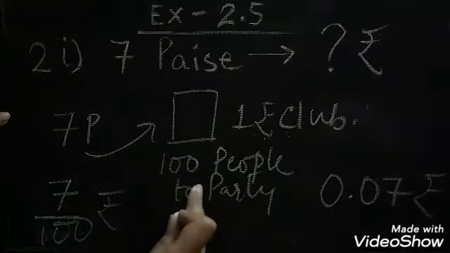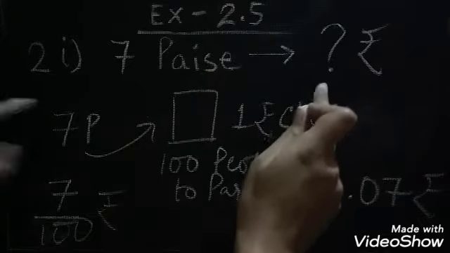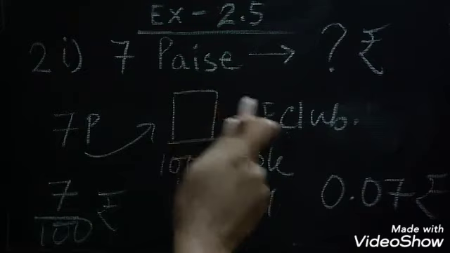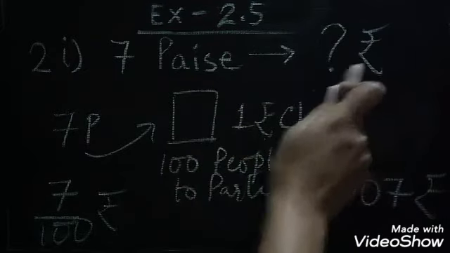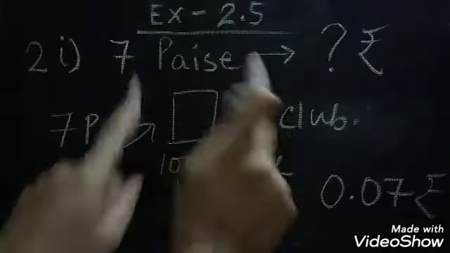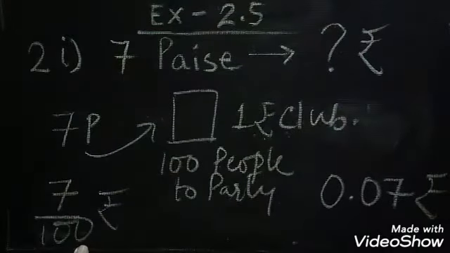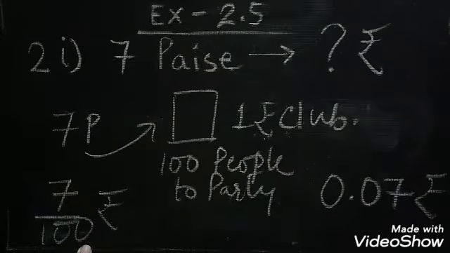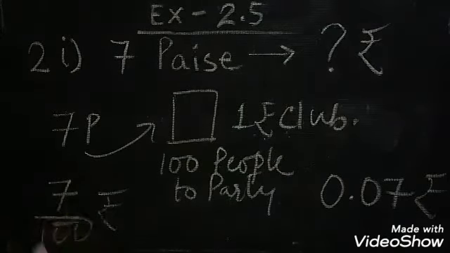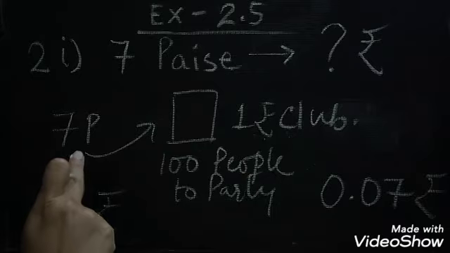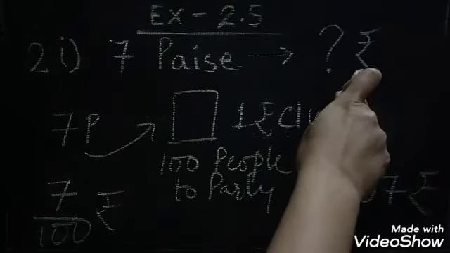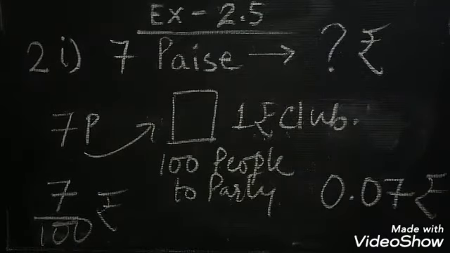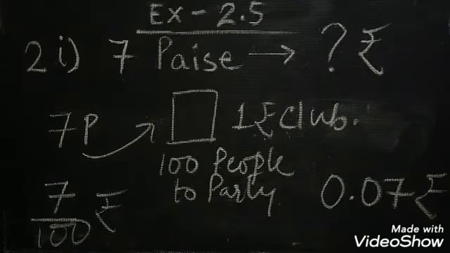So here you can see the conversion factor between paise and rupee, which is 100, because 100 paise come together to make a rupee. So that conversion factor of 100 is to be divided: 7 divided by 100, which is the conversion factor, will give you the rupee. So whenever you have to convert paisa into rupee, you need to divide by the conversion factor of 100. So that concludes your question number 2, part number 1.